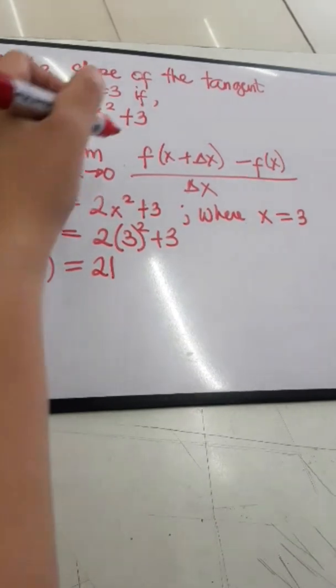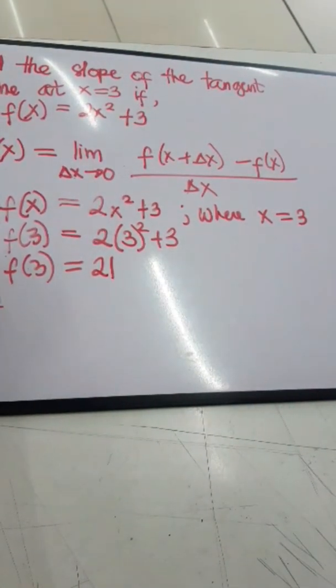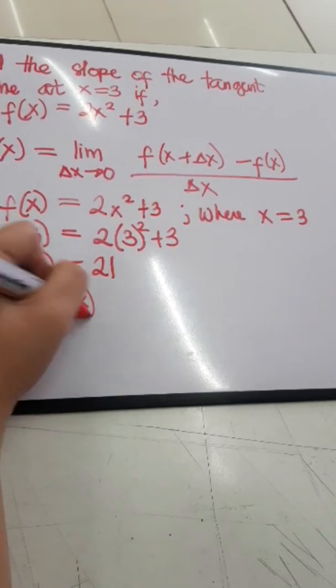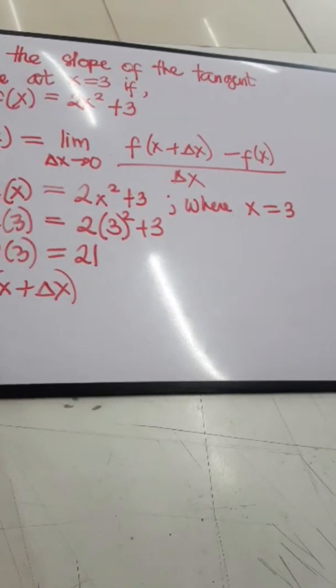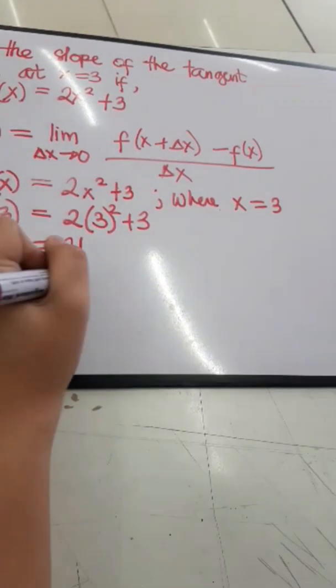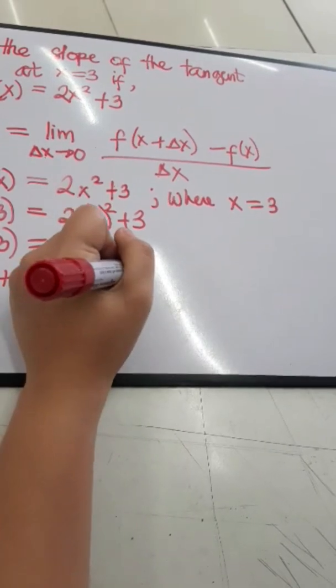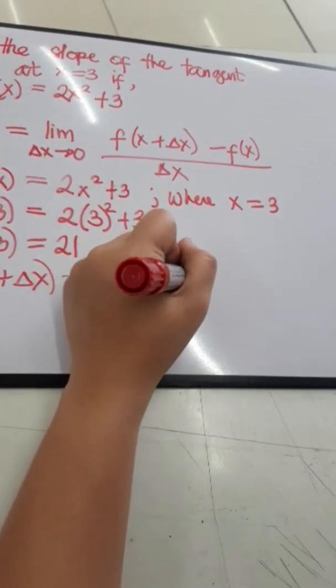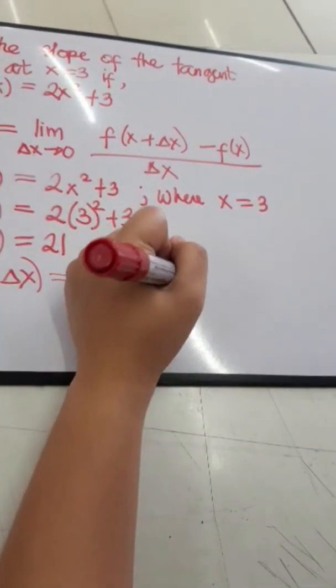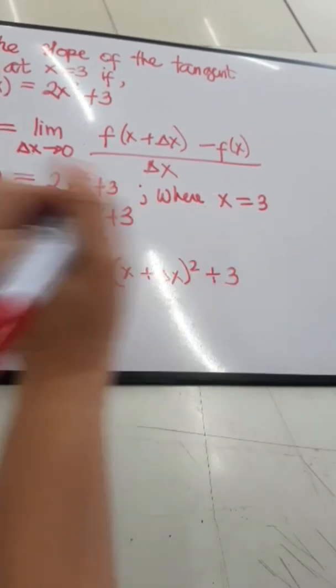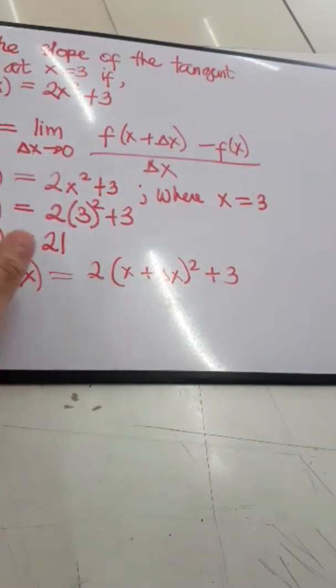Okay, then we are going to find f of x plus delta x. So f of x plus delta x is 2 times (x plus delta x) squared plus 3. Okay?